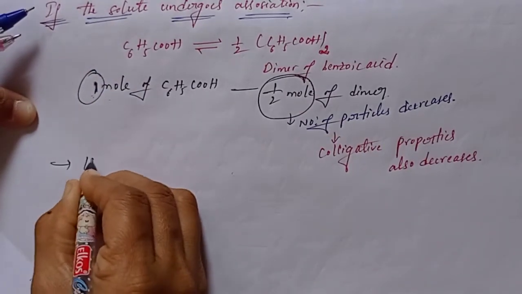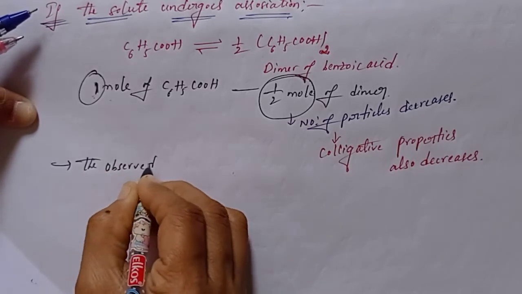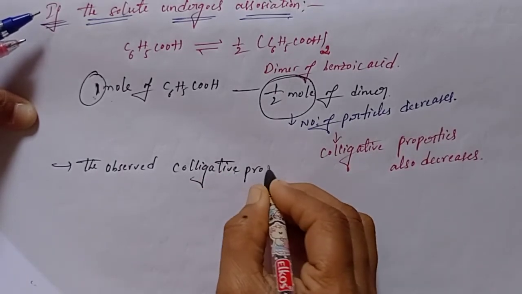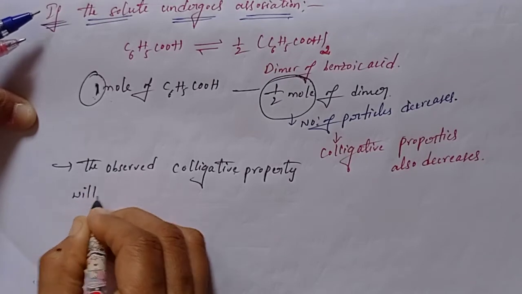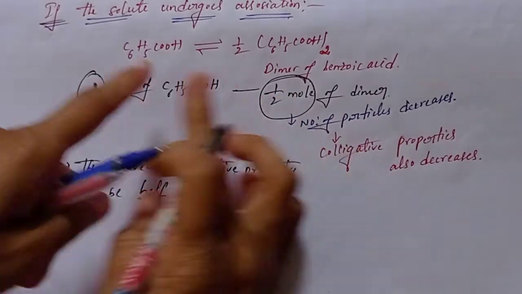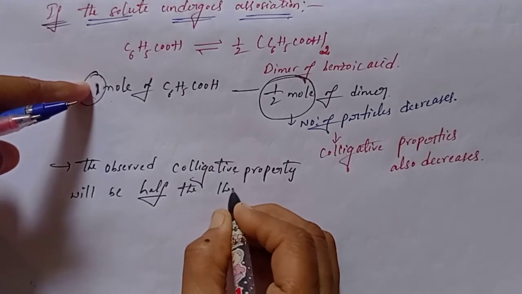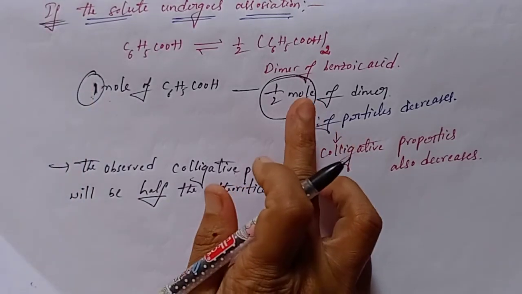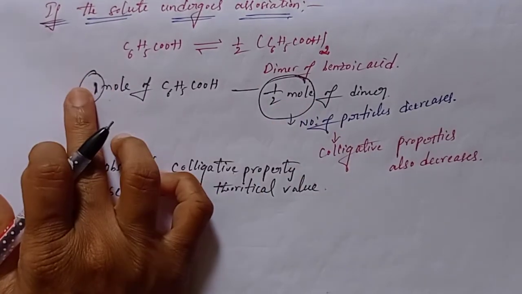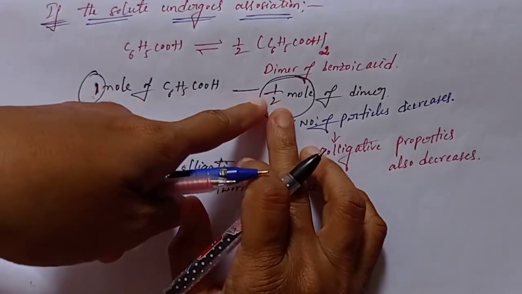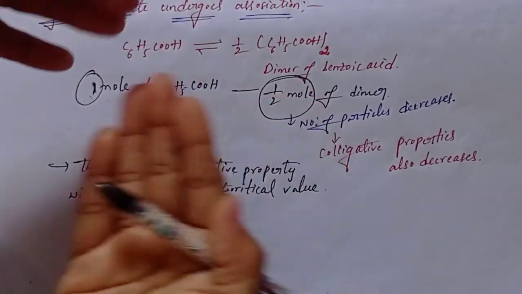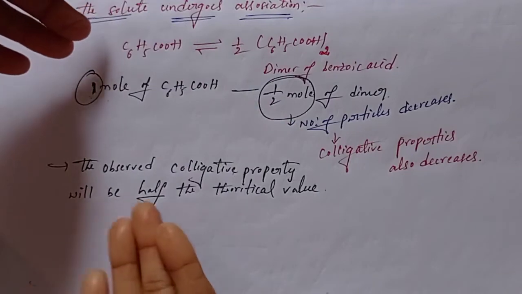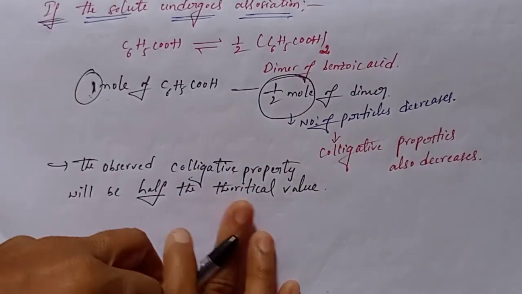The observed colligative property will be half the theoretical value. Are you following? Theoretical value is 1, but the observed colligative property is half, because the number of moles decreases, 1 becomes half. So the colligative property also becomes half. Are you understanding? It will be half the theoretical value.